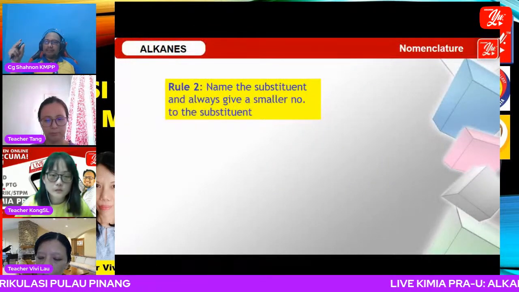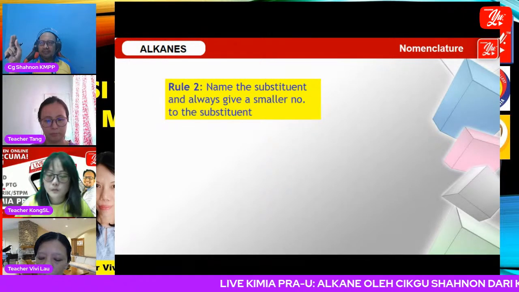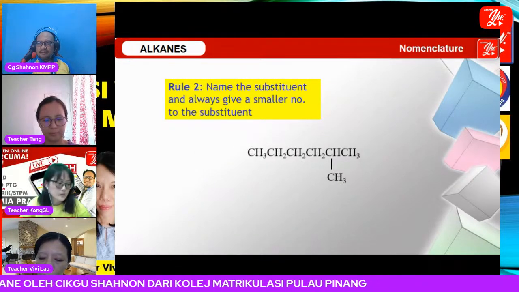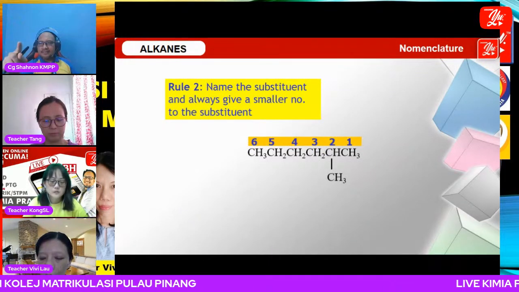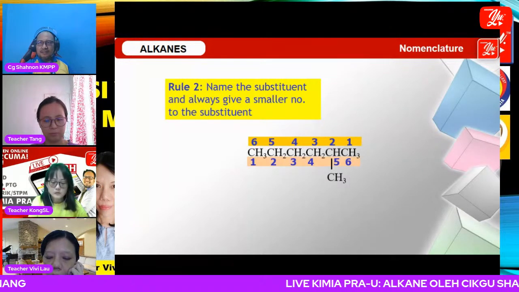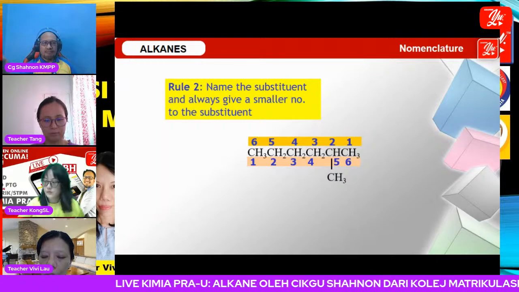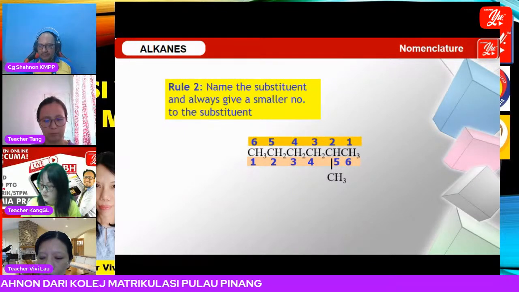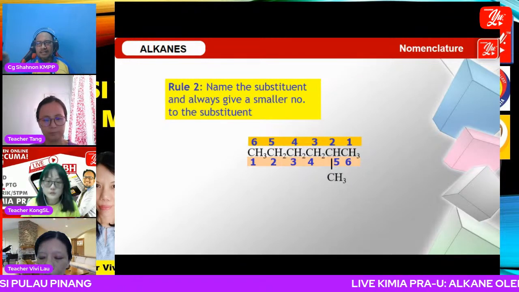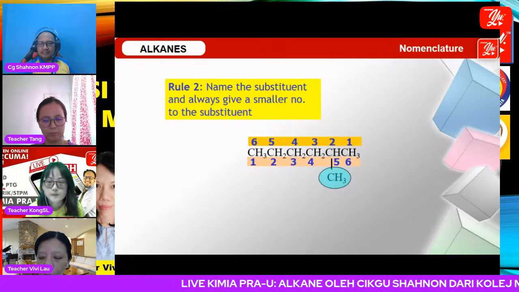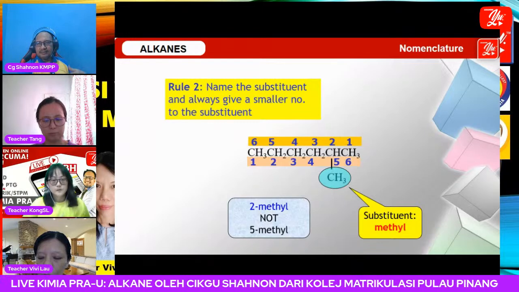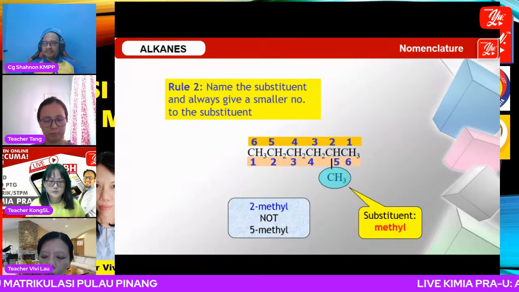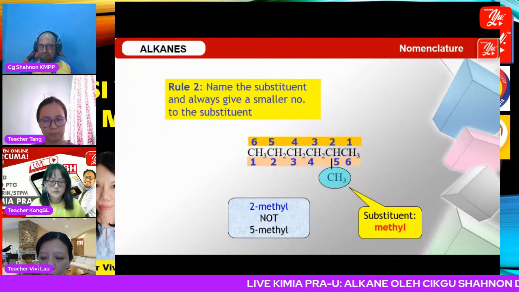Rule number 2, name the substituent and always give the smallest number to the substituent. For example, this one, 1, 2, 3, 4, 5, 6, and our substituent is at number 2, not number 5, because we try to give the smallest number to the substituent. And we already know that CH3 is methyl. So the position of methyl is at number 2. So the name for the substituent is 2-methyl, not 5-methyl.